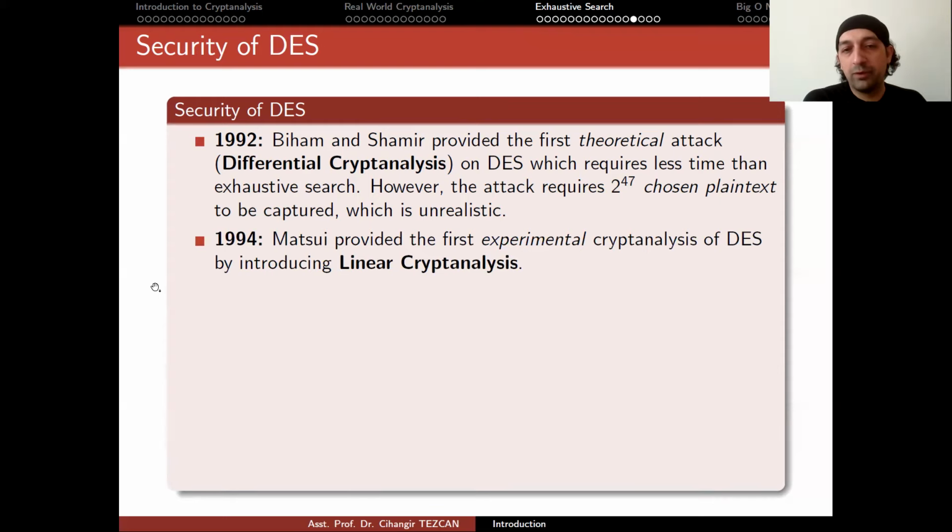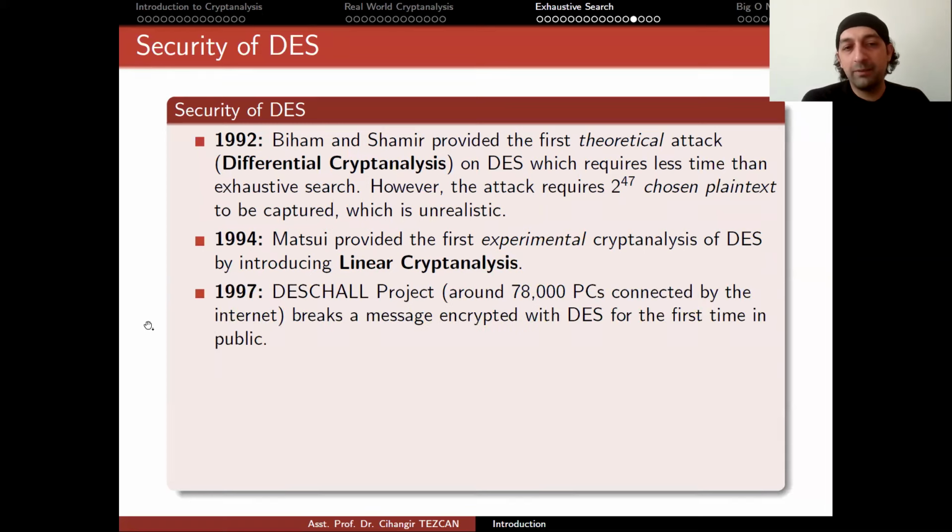Later on, Matsui provided the first experimental cryptanalysis of DES by introducing linear cryptanalysis. I think he used all the computers that he had. He was working at Mitsubishi Electronics at the time, so I think he used all of the computers available there and performed this experiment. This is amazing, because this experimental cryptanalysis requires a lot of computational power. Today it is very easy, but in 1994, due to the technology, it was very hard.